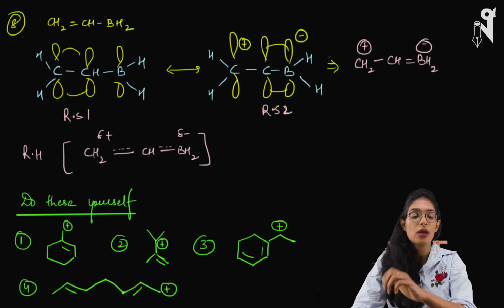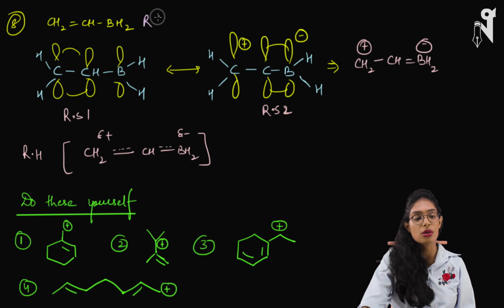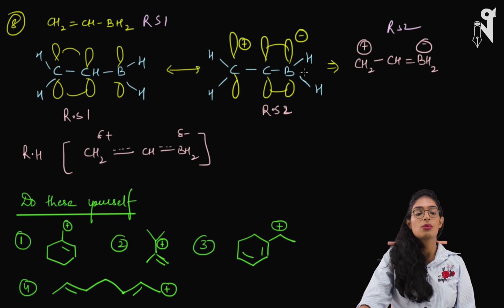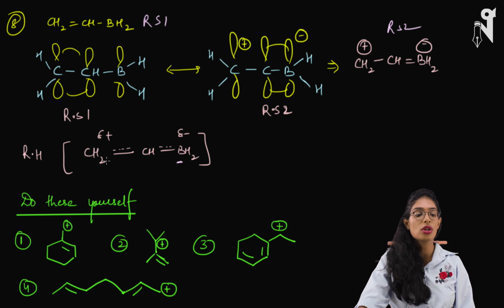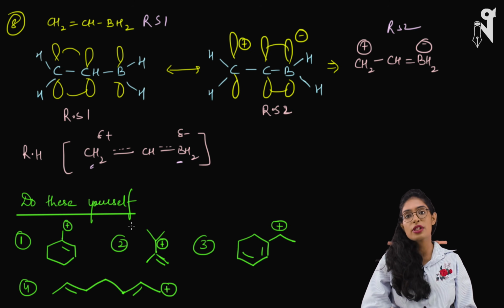So this you have to understand why boron has got a negative charge on it. When you will try to draw the resonance hybrid, you will mix both the molecules. This is resonating structure 1 and this is resonating structure 2. So both will mix. Boron will have a partial negative charge, carbon will have a partial positive charge, and double bond is distributed throughout. Okay, so these are some examples which I have explained to you.